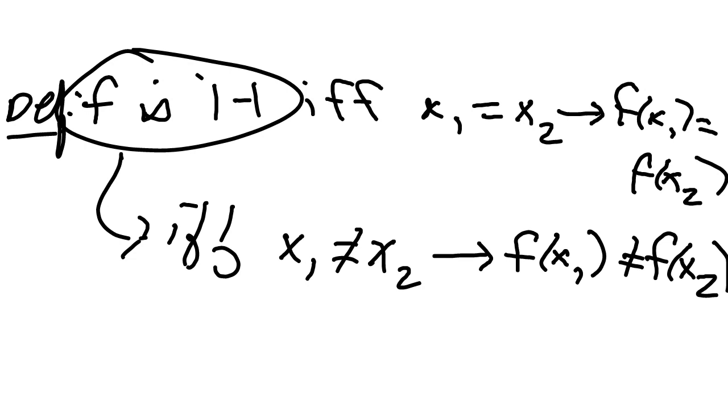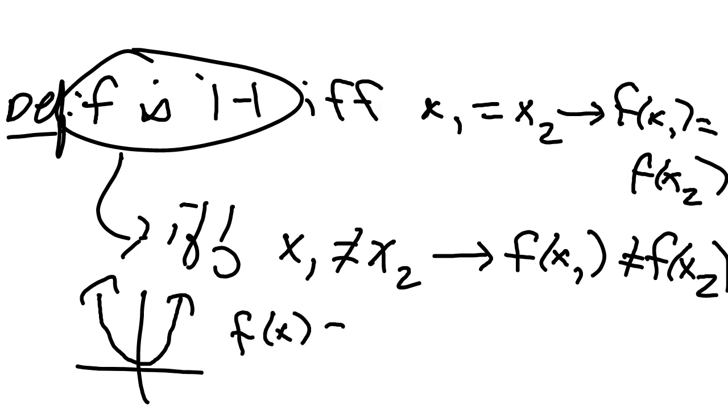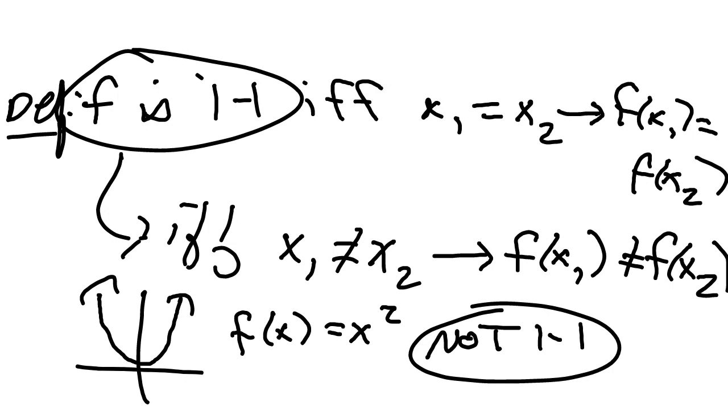So what does this mean from a graphical standpoint? Let's look at y equals x squared, or f of x equals x squared. Is that 1-to-1? Yes or no? No, this is not 1-to-1. And the question is, why? Well, if I got x equals 2, I'm hitting a height of 4, right? But if I have x equals -2, I'm also hitting a height of 4, right?